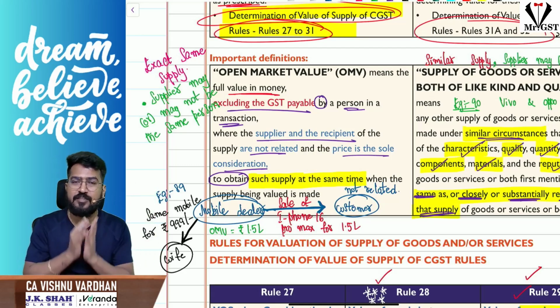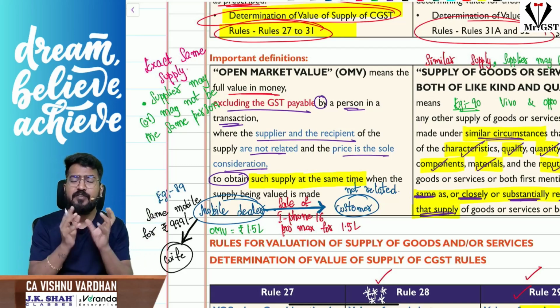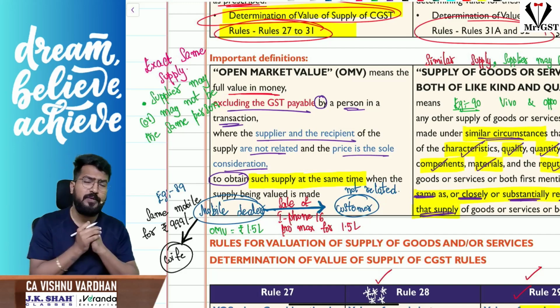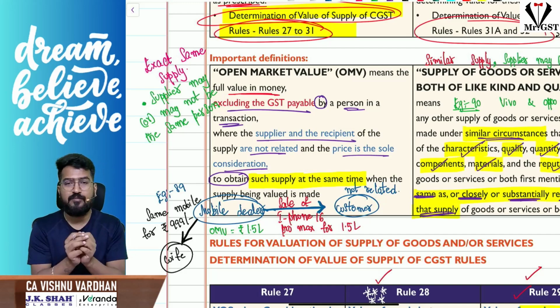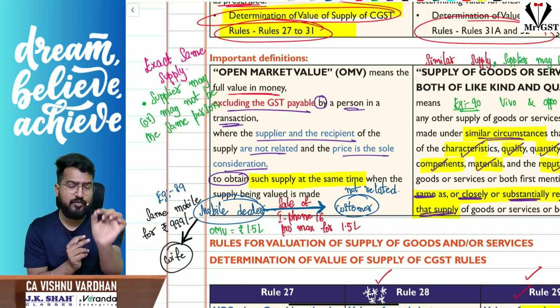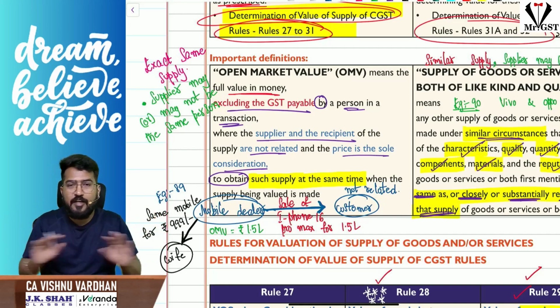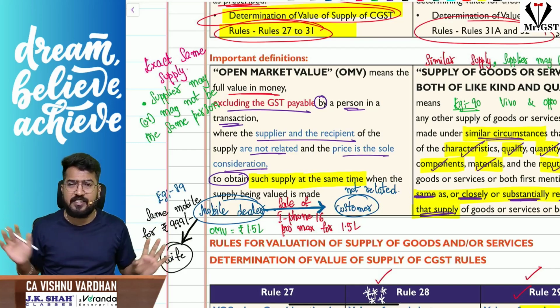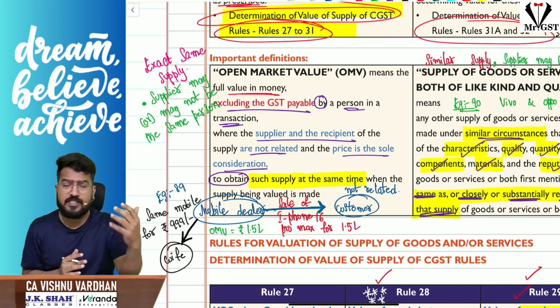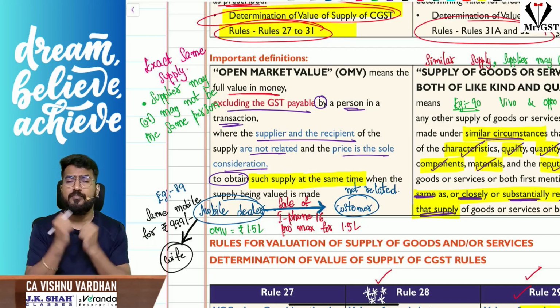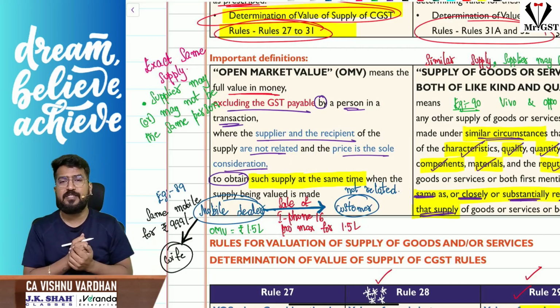I will charge GST on 999. Please understand, here we have to consider open market value. What is open market value? Same iPhone 16 Pro Max, if I sell to a customer who is not my related person and I am taking purely monetary consideration, no other non-monetary consideration, in such case, I will charge the customer 1,50,000 rupees. So here the open market value will be 1,50,000 rupees.